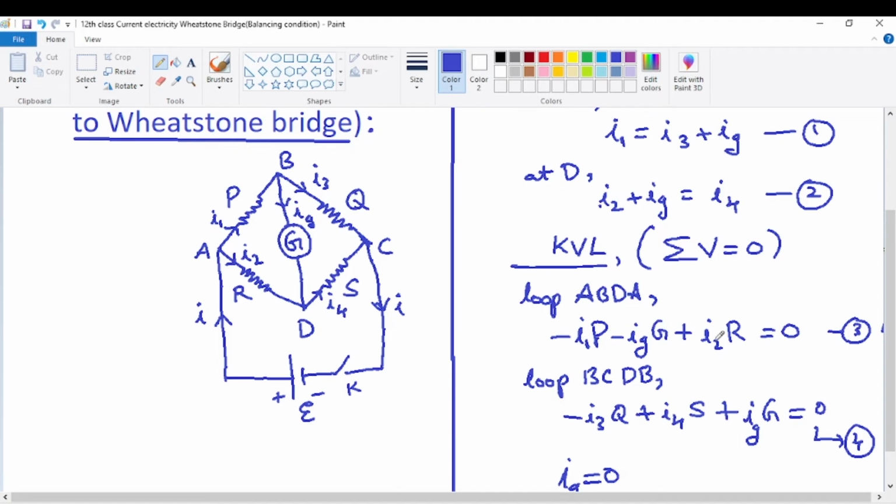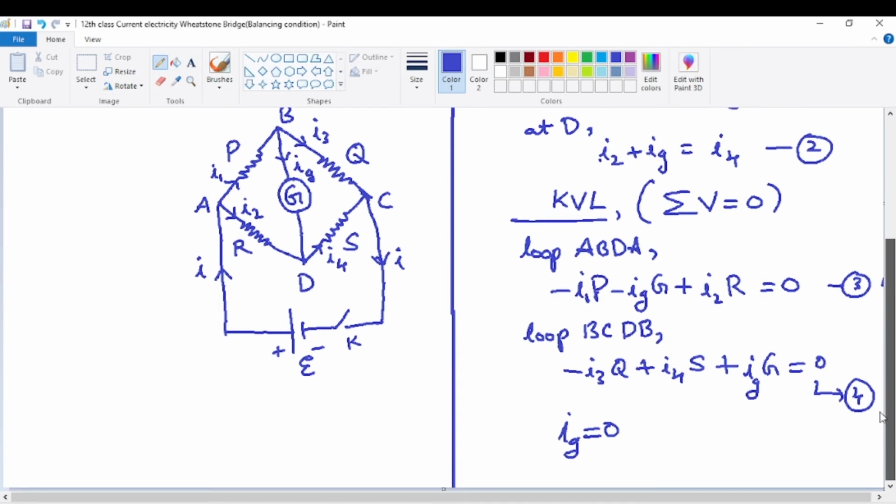Even 3 and 4 also become much simpler because the second term disappears here. IgG, because Ig is becoming 0, means minus I1P plus I2R is equal to 0. And what about this equation? This also, the third term becomes 0, that means vanishes. We'll get minus I3Q plus I4S is equal to 0. That's how we are getting the four equations. Now I'll write these four equations in the next step.